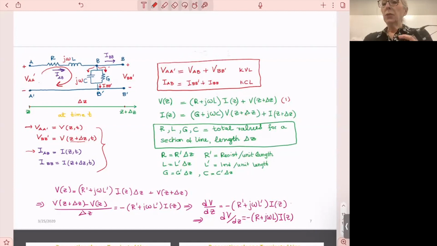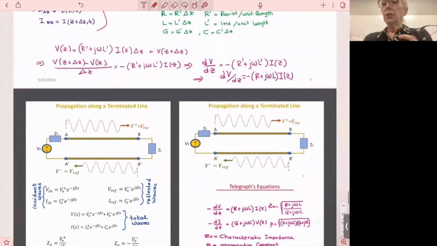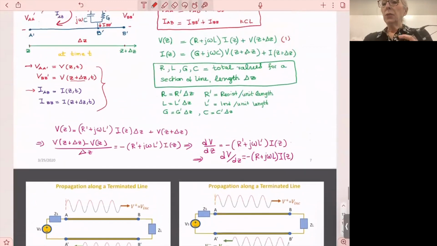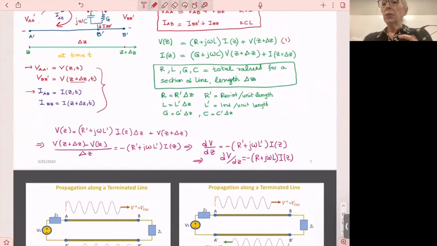And then J omega C has the units of 1 over ohm per unit length. So if you multiply it by delta Z, it becomes J omega C times delta Z. That's going to be in 1 over ohm, and it's going to be in parallel to the conductance. And this conductance also is per unit length, so you would have to multiply by delta Z. We did this last time, and we came down to a set of partial differential equations.